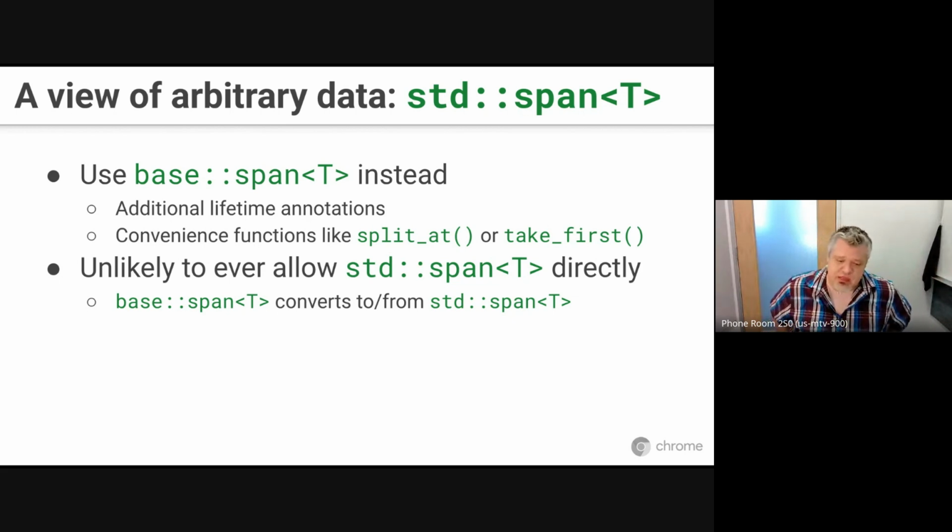base::span also has a bunch of convenience functions that std::span doesn't have, for splitting off pieces off the front so that you can loop through and chunkify a span, or copy it or compare it. And collectively, all these changes mean that we're not likely to ever use std::span directly. We're probably always going to stick with the base version. But base::span does convert implicitly back and forth to std::span. So if you have a boundary between third-party code that's using std::span and Chromium code, then no problem. You can just convert from one to the other at the boundary, and it will be cheap.